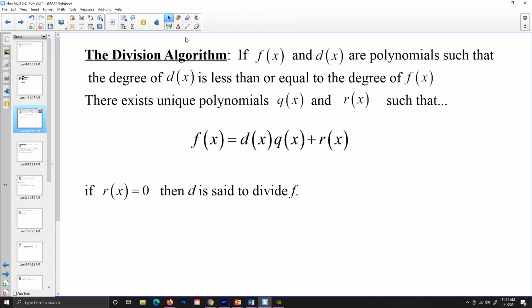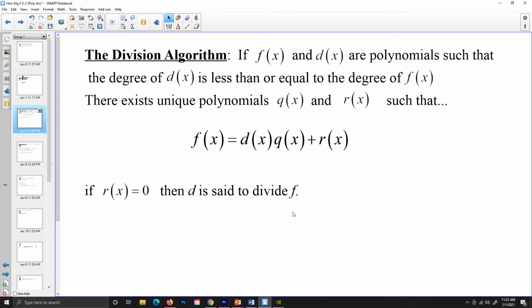Now, I went through all of that so that we could discuss the division algorithm. And the division algorithm essentially says this: if f of x and d of x are polynomials such that the degree of d of x is less than or equal to the degree of f of x, then there exist unique polynomials q and r such that f of x is equal to d of x times q of x plus r of x. And if r of x is equal to 0, then d is said to divide f.